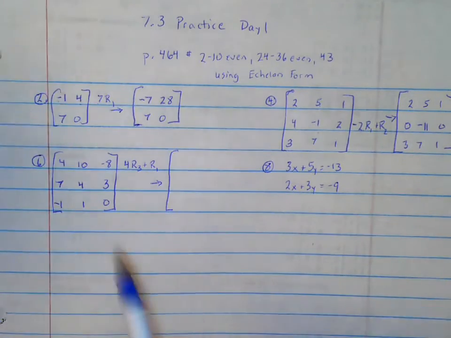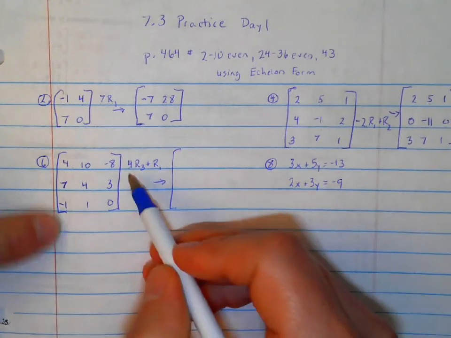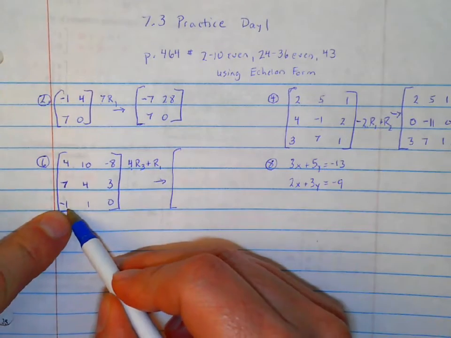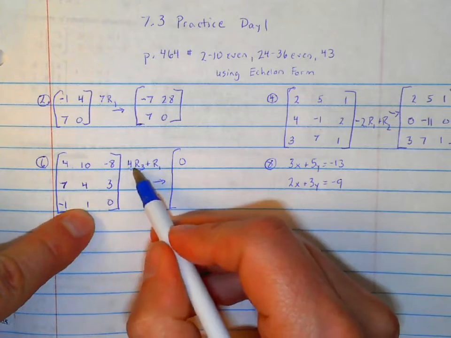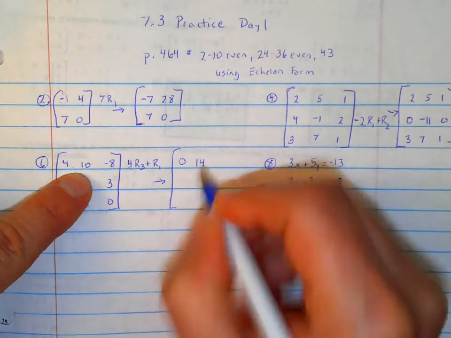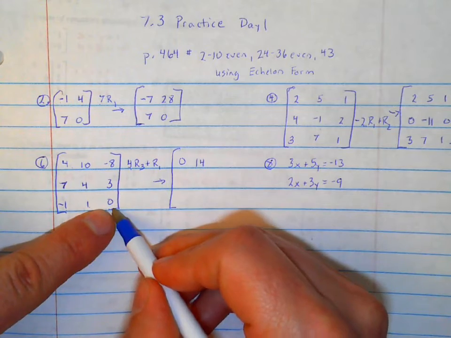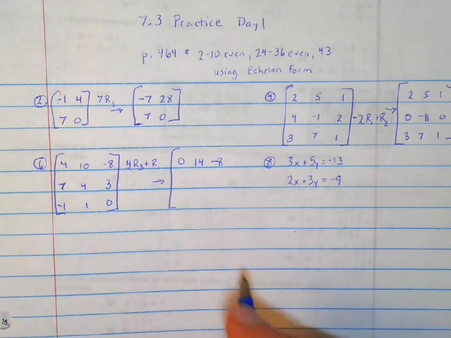With number 6, we're going to take 4 times row 3 and add it to row 1. So 4 times negative 1 would be negative 4, plus 4 is 0. 4 times 1 is 4, plus 10 is 14. 4 times 0 is 0, plus negative 8 would be negative 8. And all the rest we have left alone.